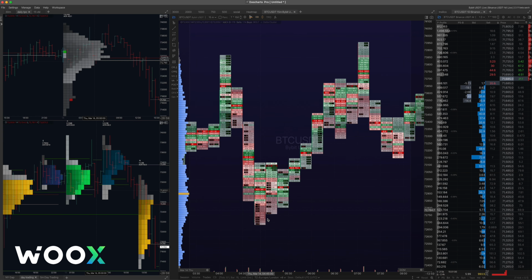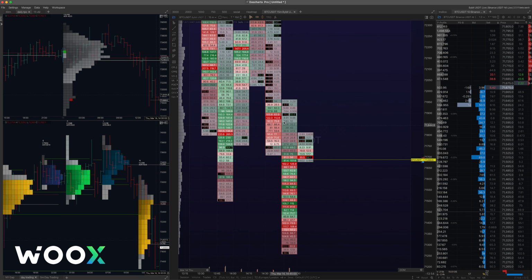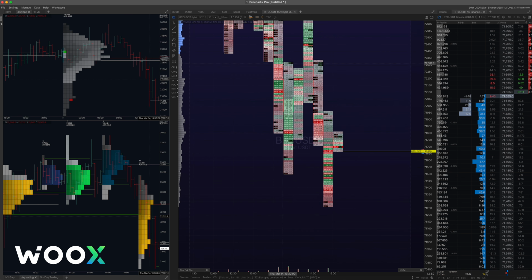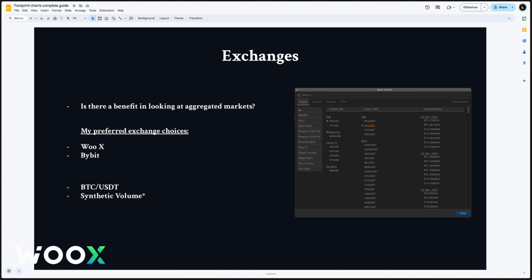You can really easily identify where buyers and sellers are coming into the market just through looking at this data. And yeah, it's not too confusing in my opinion. You've got all these different settings. And again, you've got all my templates as well, so we'll go over that.